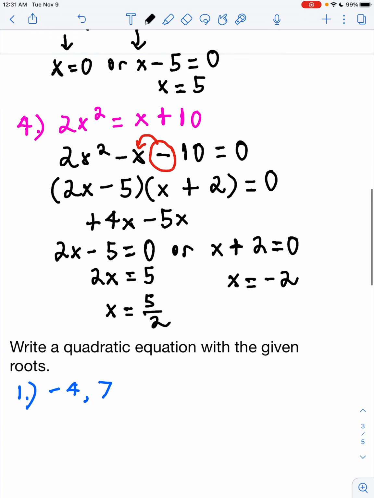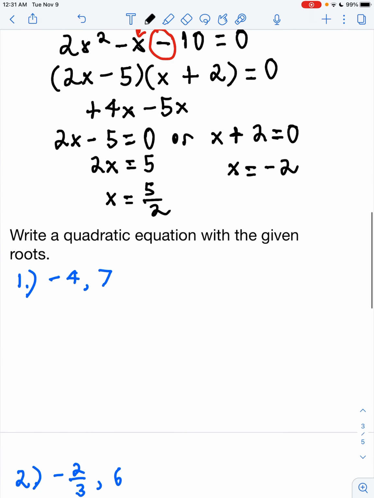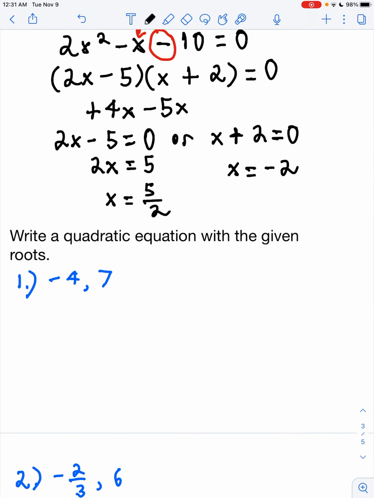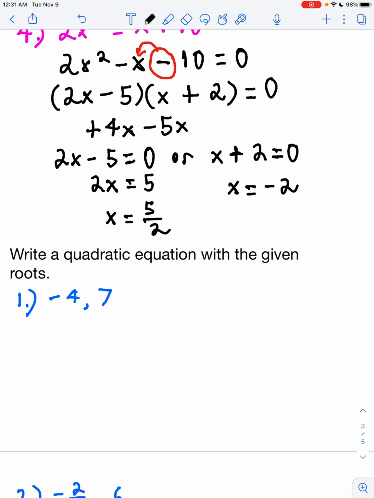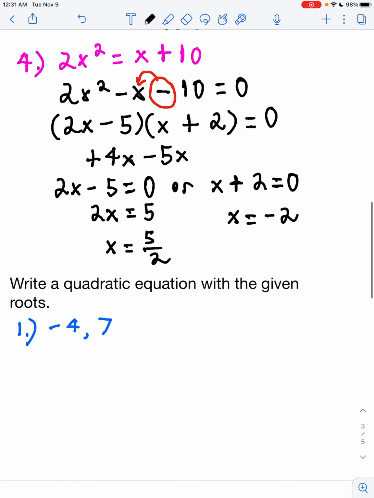All right, now the last thing we want to do is see how we can write a quadratic equation if we're given the roots. That's like starting at the end of the problem and going back to the start of the problem. Imagine the last problem we did. If I gave you x equals -2 and x equals 5/2, how would I go about solving that? So you can see I'm starting with the answers and working my way back to the equation.